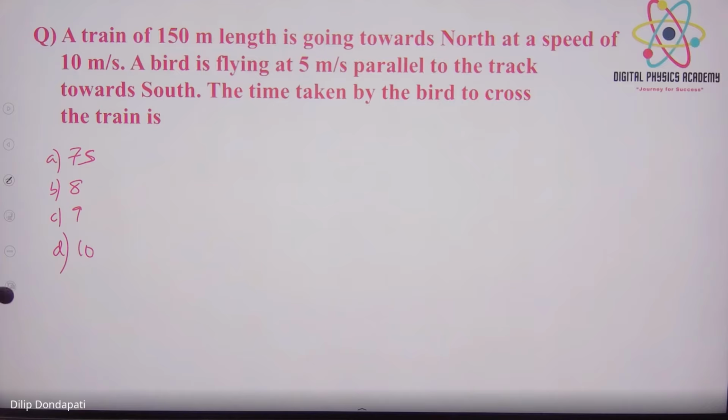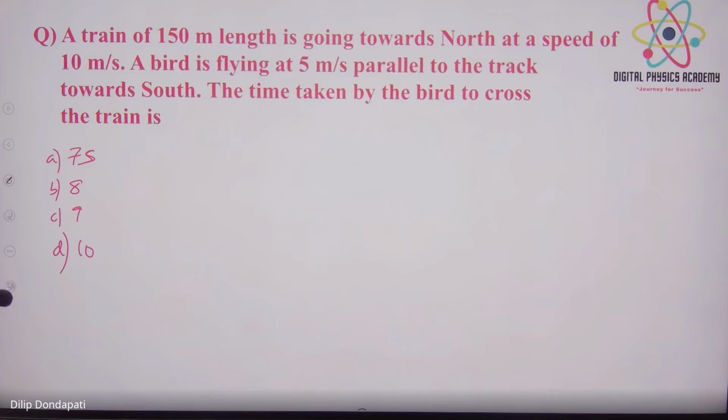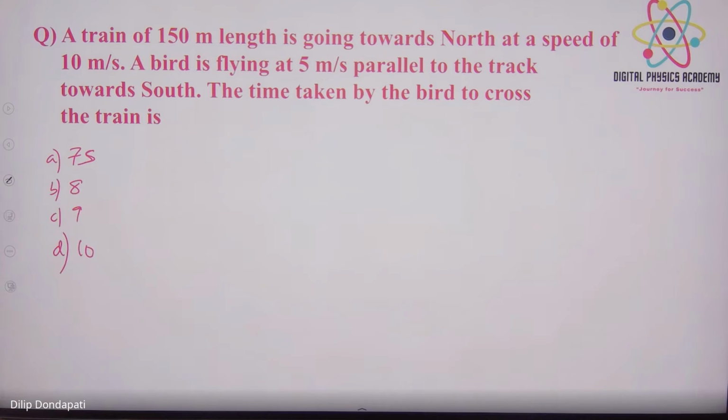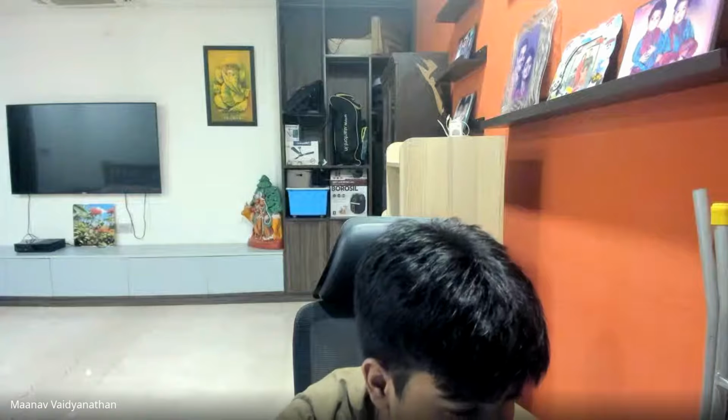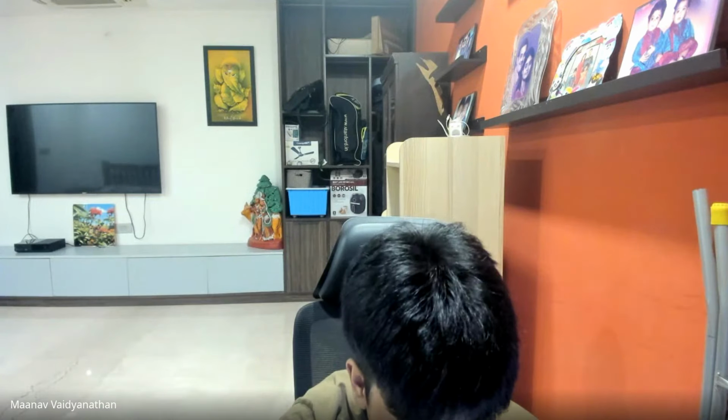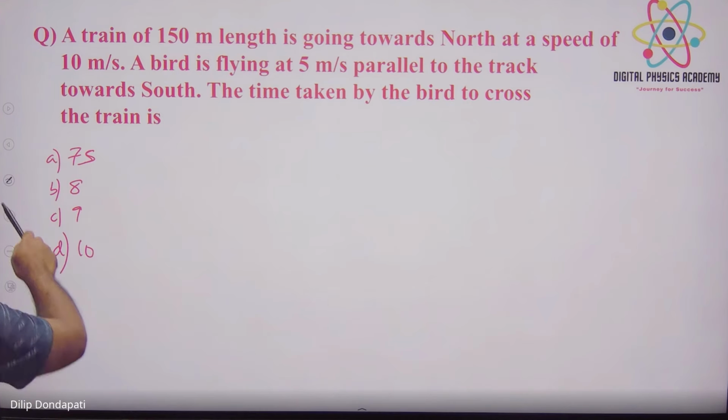Sir, is it the same length? What length? Of 150 meters for the bird? He has to cross, means 150 meters only. It has to cross, right? Sir, why would the bird be 150 meters? No, no, that question's answer is already given, you try. The first option is 7.5 seconds. Sorry, not 7, yeah.